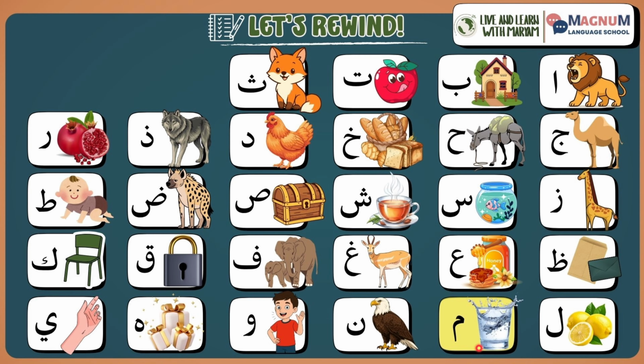Meem for Ma'un means water. Noon for Nasrun means eagle. Vav for Waladun means boy. Ha for Hadiyatun means present or gift. Ya for Yadun means hand.